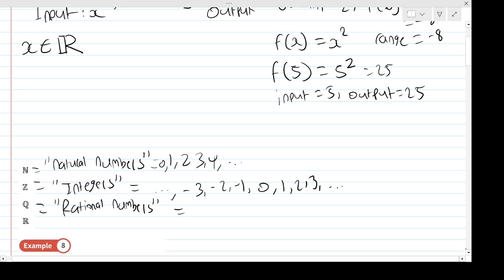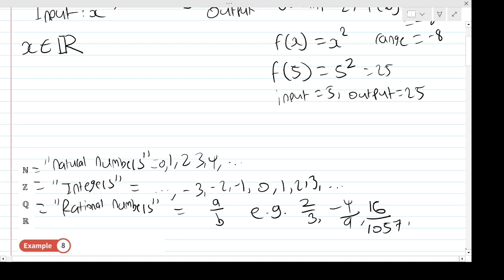So this is a number of the form a over b, in which a and b are integers. For example, we could have 2 over 3. We could have negative 4 over 9. That's fine, you can have negatives as well. You could have 16 over, I don't know, 157. The whole idea is the top and the bottom are whole numbers.